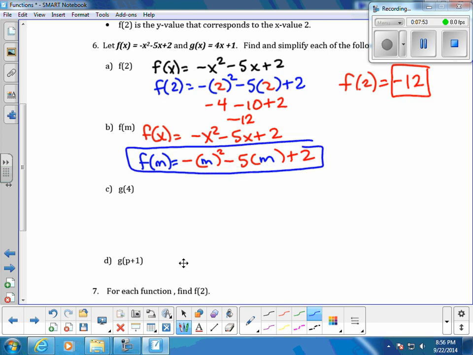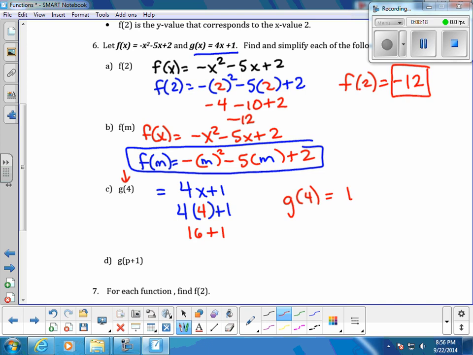Okay, this next one says go to the g function and write it down. So I have 4x plus 1, and I'm getting that from my g of x is 4x plus 1. Everywhere there's an x, put a parenthesis, and we're going to substitute 4 in place of that. So I would get 4 times 4 is 16, plus 1 is 17. So I would say g of 4 is equal to 17.